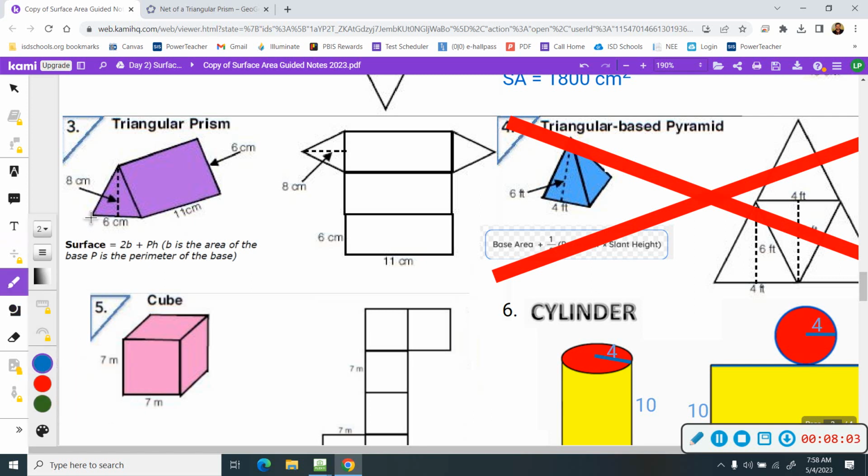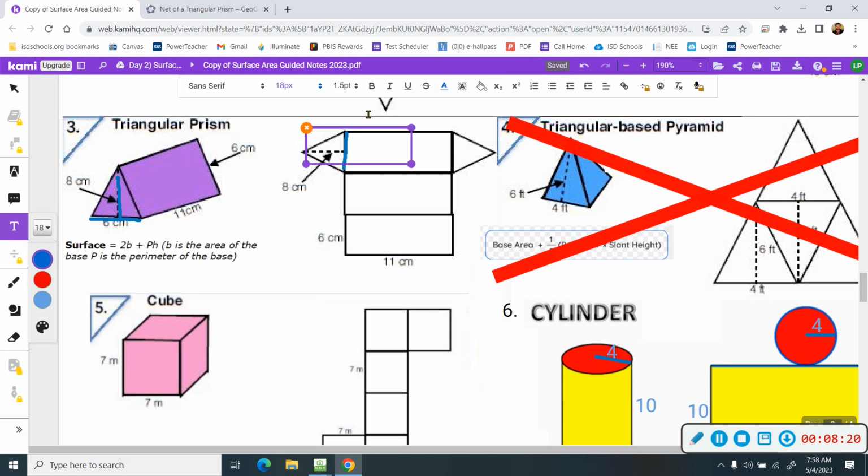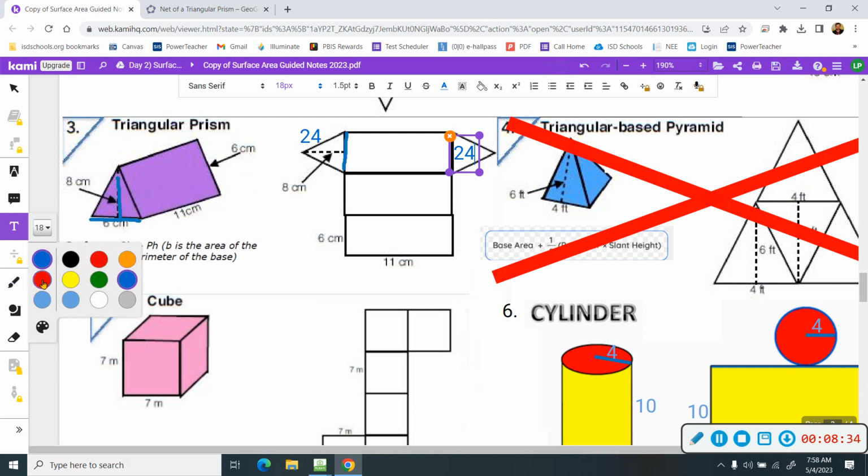The triangle part, you can see, is 6 by 8. Remember, the area of a triangle is base times height. So if that's 8, this is of course 6 based off the drawing. So 6 times 8 is 48, and then divide that by 2, that's 24. So the area of this one is 24. The area of this one is also 24. They are the same.